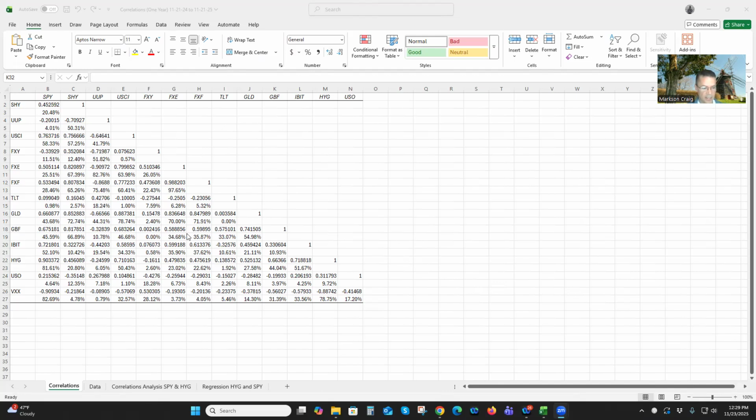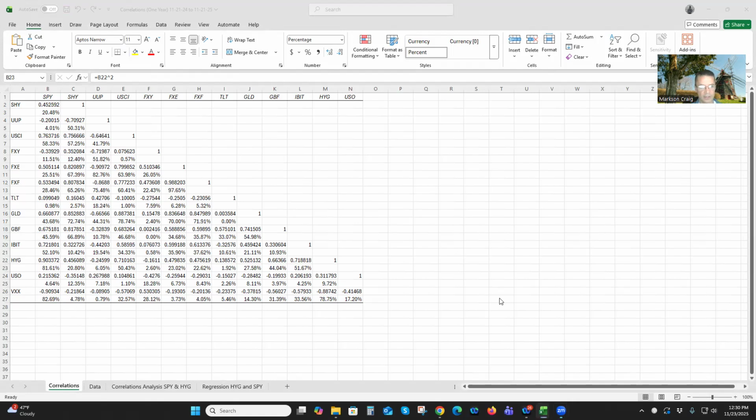And as we see, the ETF with the strongest correlation is the VIX or VXX, which accounts for 82.69% of the variance. It has a negative correlation, so as the VIX goes up, SPY goes down by 82.69. It's slightly higher than HYG, which has a positive relationship with SPY, and that accounts for 81.61% of the variance. So as HYG goes up, SPY will go up by 81.61%. This is a slight change from the last analysis I did.